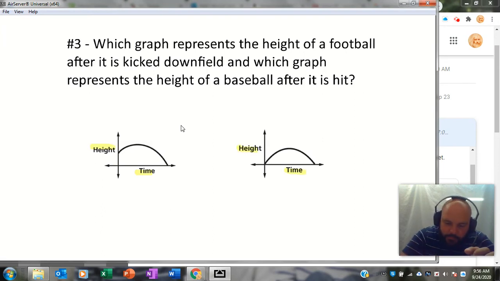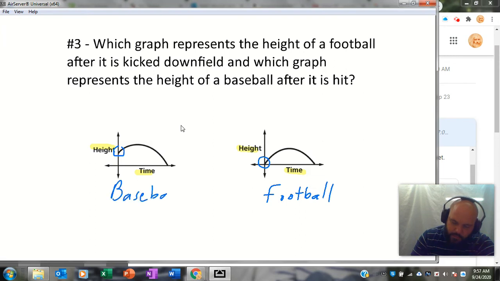The difference is going to be right here at the very beginning. You can see right here, this one's starting at some distance off of the ground, whereas this one is starting directly on the ground. So my little hint where I said we're going to assume that it's a kickoff, that's going to be your hint. This one over here is going to be football, and then this one is going to be our baseball. Because a baseball is going to be some distance off the ground when it's hit with a bat, whereas a football, when it's kicked on a kickoff, is sitting on the ground on the tee.